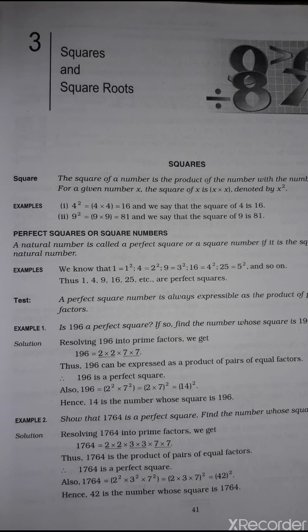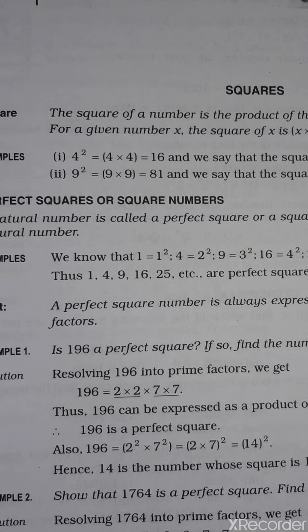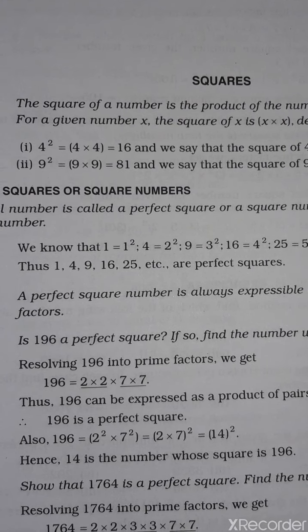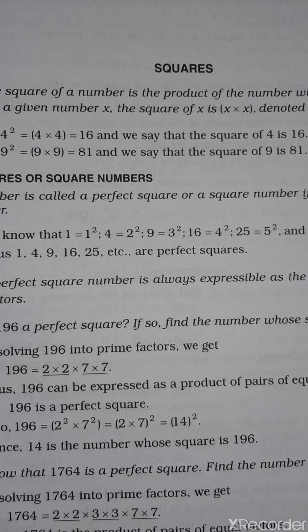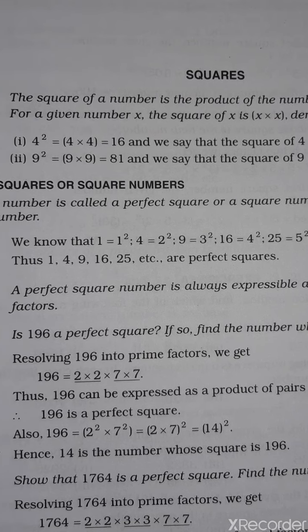For example, let's see the first example given in the book, which is 1. 1 is the square of what? 1. 1 when multiplied by itself gives 1 as its product. Now let's see the other example, that is 4. How is 4 obtained? 4 is obtained by multiplying 2 by itself. When 2 and 2 are multiplied together, it gives 4 as its product. Similarly, 9, 16, 25 are the squares of 3, 4 and 5 respectively.